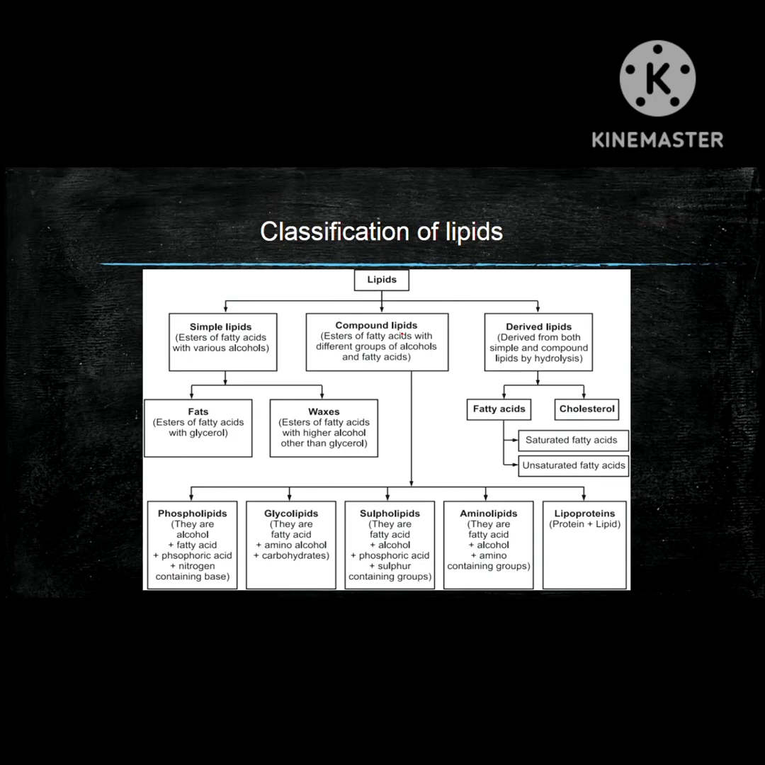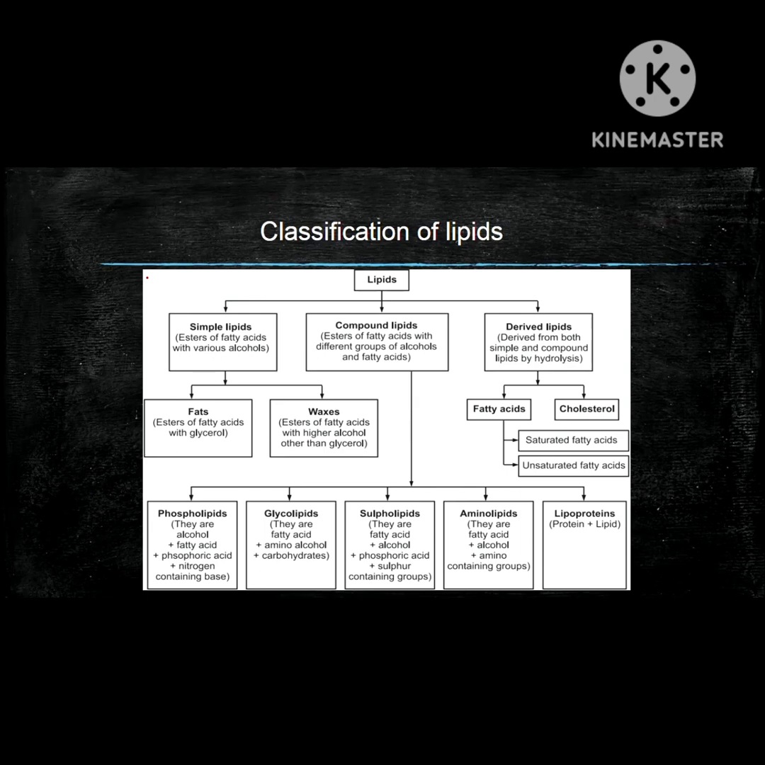So let's talk about the simple lipids. Simple lipids have two main groups, fats and waxes. Fats are the esters of fatty acids with glycerol. So here the alcohol is glycerol, and examples of these fats are oils and neutral fats. I will show you two examples in the next slide.